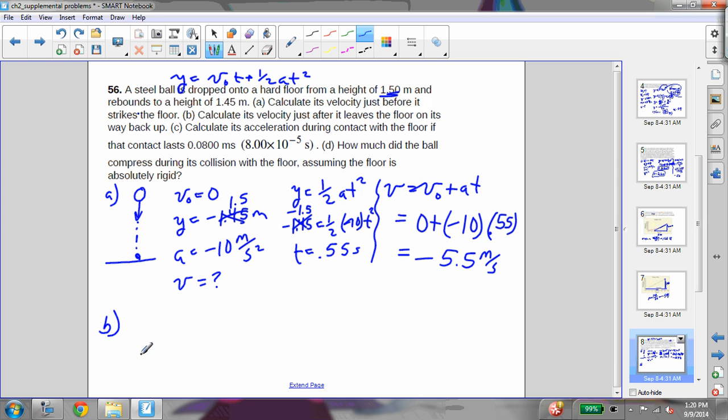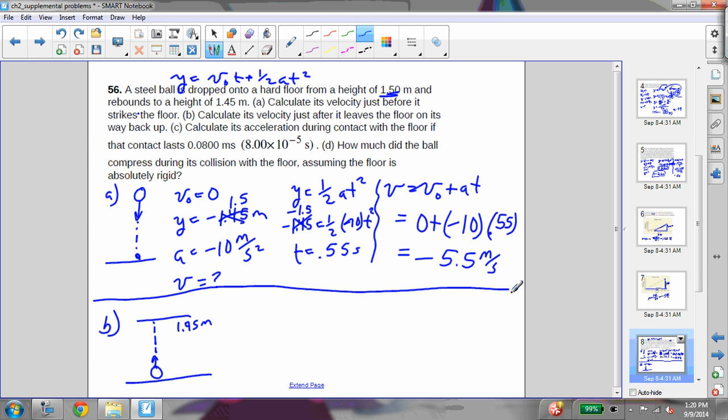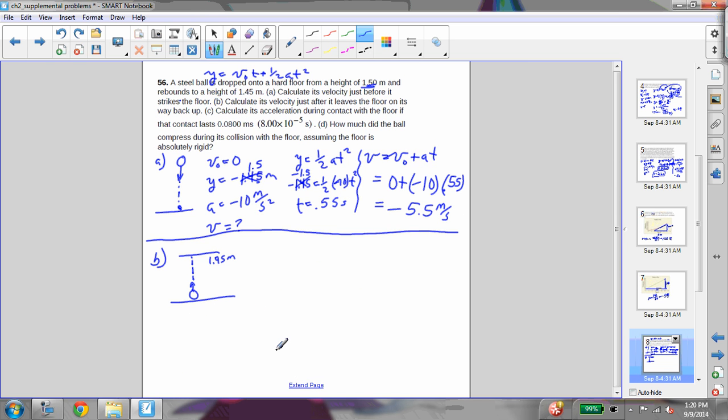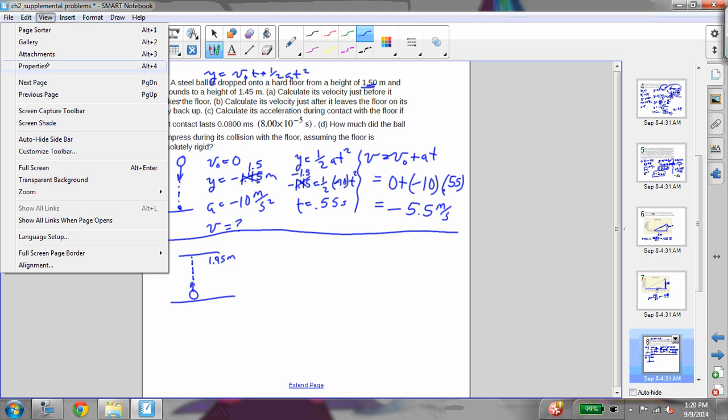So in part B, I have this situation. This ball goes up to a lesser height of 1.45 meters, a shorter height than it was dropped from, because some of the energy is absorbed by the ball when it strikes the ground. Okay, so I want to know its velocity just as it leaves the floor. When we get into energy, we'll be able to do this in a different way, but we're going to do it just using kinematics.